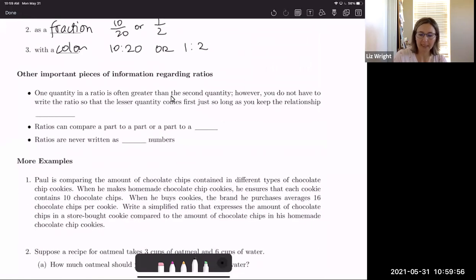Other important pieces of information regarding ratios. One quantity in a ratio is often greater than the second quantity, like you saw there, the 10 to 20. However, you don't always have to write the ratio so that it has the lesser value first. You don't always have to do it 10 to 20. You just have to make sure you're writing it consistently, so long as you keep the relationship consistent.